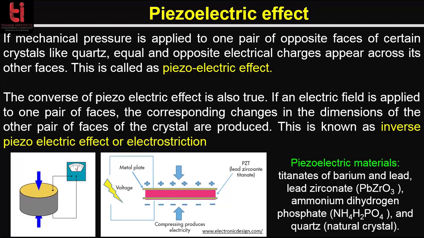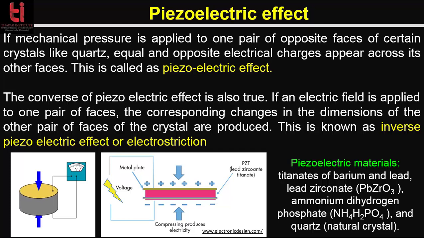The converse of the piezoelectric effect is also true. That means if an electric field is applied to one pair of faces, the corresponding changes in the dimensions of the other pair of faces of the crystals are produced, and this is known as the inverse piezoelectric effect or electrostriction. So here in this cartoon you can see that we are applying an electric field, and this electric field is changing the dimension of this cylinder.